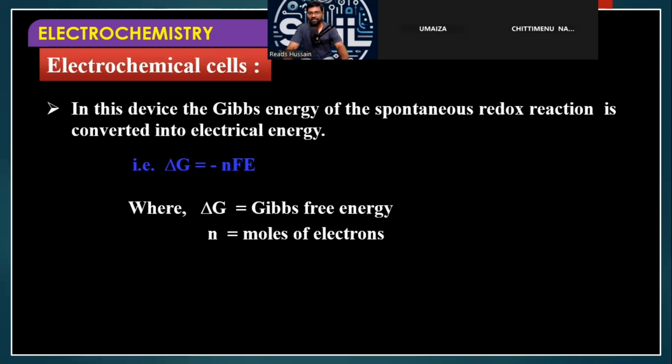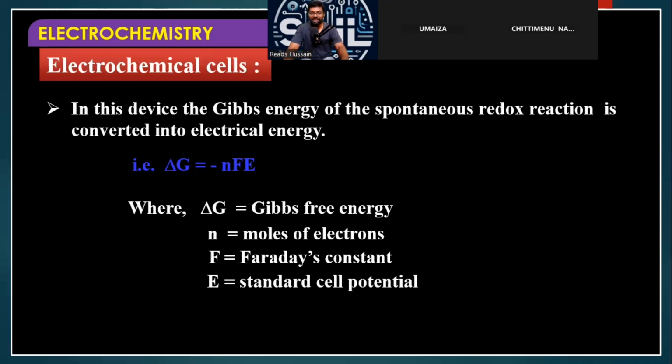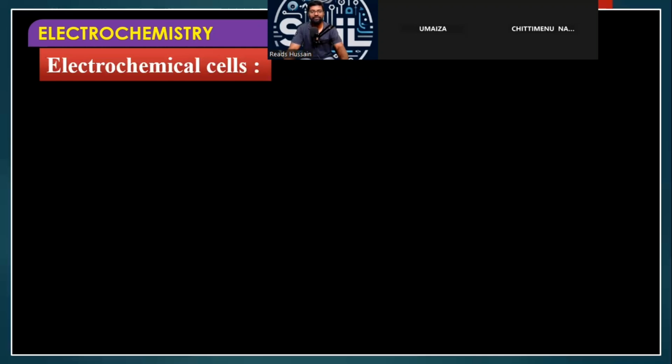Delta G is Gibbs free energy. n is the number of moles of electrons, and F is Faraday's constant, and we will discuss Faraday's constant also in the coming classes. And finally, E is the standard cell potential, actually E naught. Okay, no problem. E is the standard cell potential. So this is a small formula. Later also we'll discuss this formula.